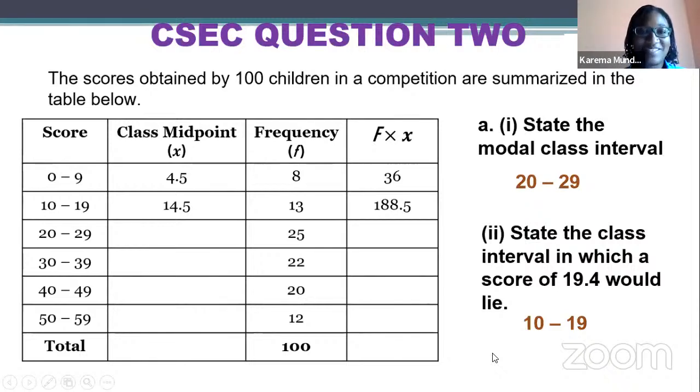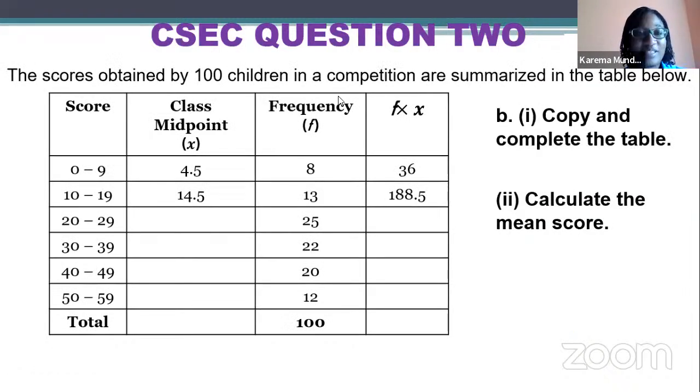All right, let's see what else was asked. All right, so part B, the first part, asks you to copy and complete the table. So we notice there are some missing class midpoints and there are some missing F multiplied by X, the product there. There are some missing products. Can anyone tell me the class midpoint for the interval 20 to 29, and someone else tell me the class midpoint for 30 to 39. You may use the chat or you can unmute.